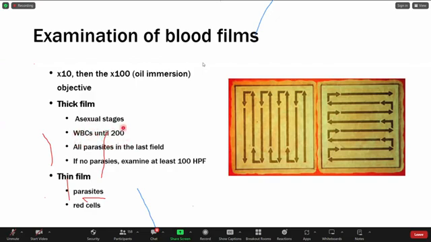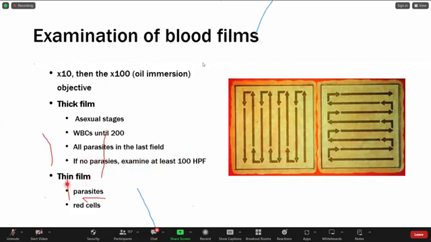In the field where we have found our 200 white blood cells, if we don't see any parasite, it is advisable that we examine at least 100 high power fields. We examine at least 100 fields if you have not seen a parasite.